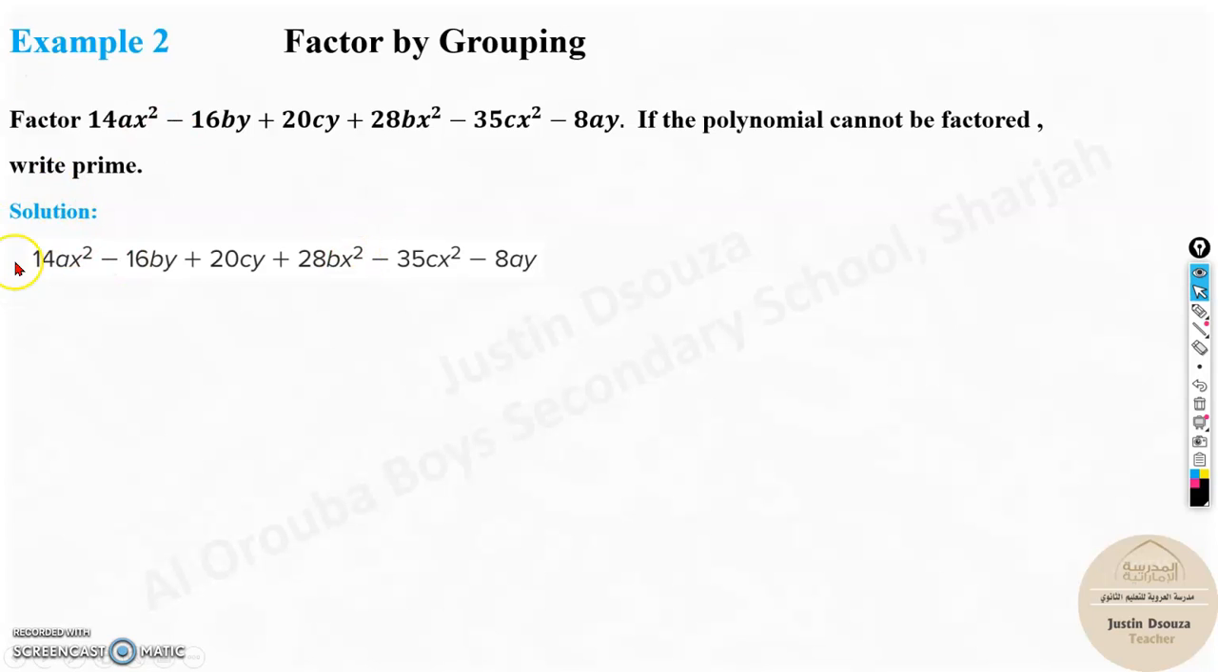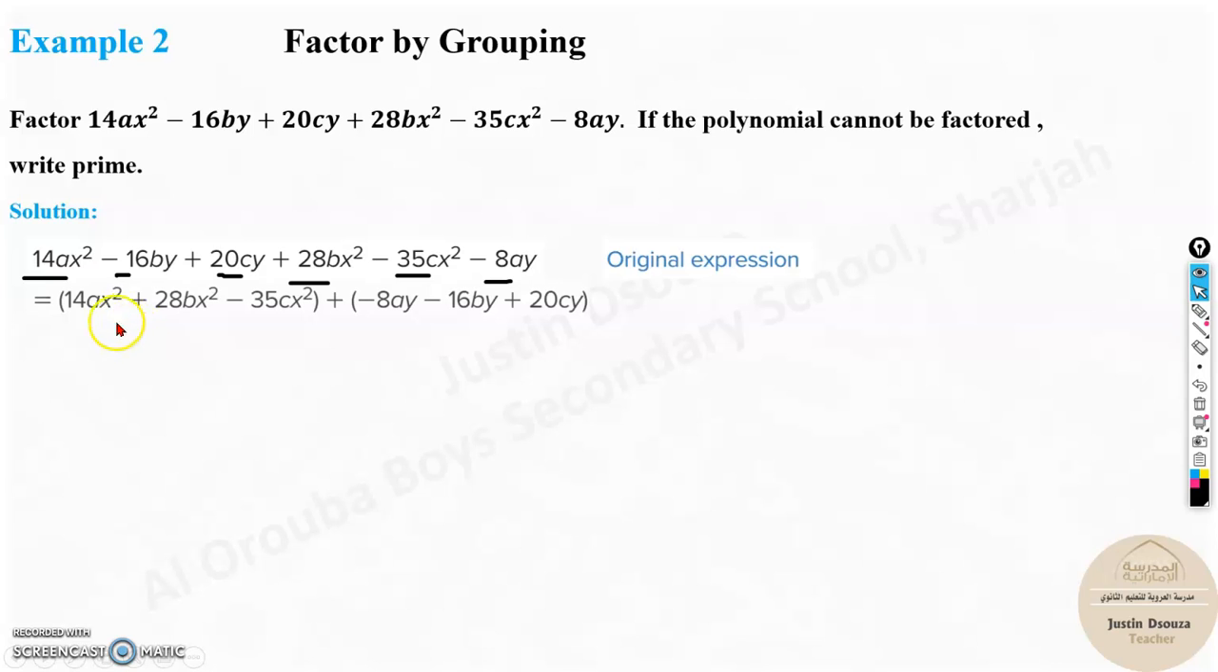Now over here, generally the easy method is, you can go with numbers. You can see 14 is a multiple of 7, 28 is a multiple of 7 and 35. Whereas the remaining ones, 8, 16, 20 are multiples of 4. So we can rearrange them. 14, 28 and 35, whereas over here we have minus 35, it was minus 8, minus 16 and plus 20.